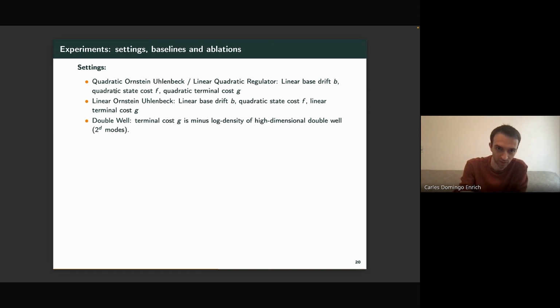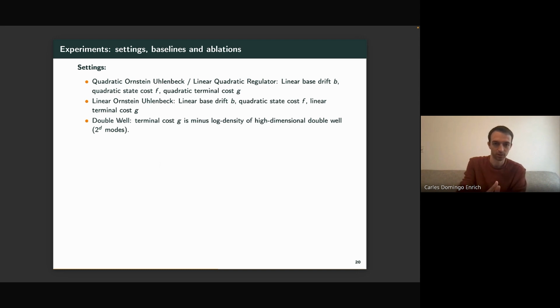So there are 3 settings that I'll be showing here. First is quadratic Ornstein-Uhlenbeck, or linear quadratic regulator. I feel like this is a much more common name. So you have a linear base drift, quadratic state cost, quadratic terminal cost. Then linear OU, which is the same thing, it's just that the terminal cost is linear instead of quadratic. And then this double well example is pretty different.